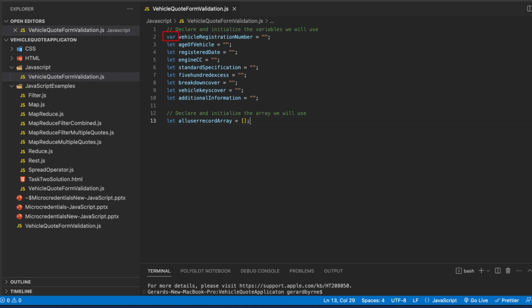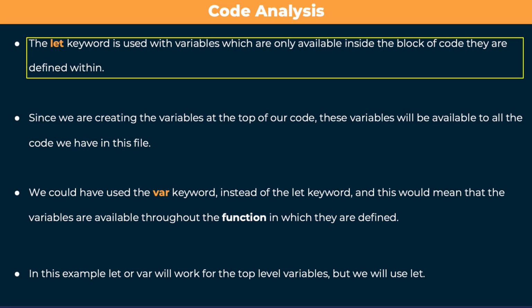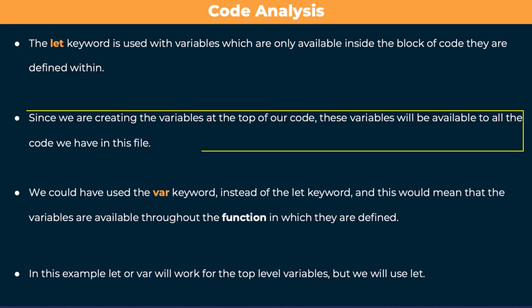Now, if we have var, for example, instead of let, that would do the same thing, but I'll just keep it to let. The let keyword is used with variables which are only available inside the block of code they are defined in. So we have a JS file, and we have declared variables at the top with the let keyword, and that means that those variables will be available completely inside that JS file. Since we are creating the variables at the top of our code, these variables will be available to all the code we have in this file.